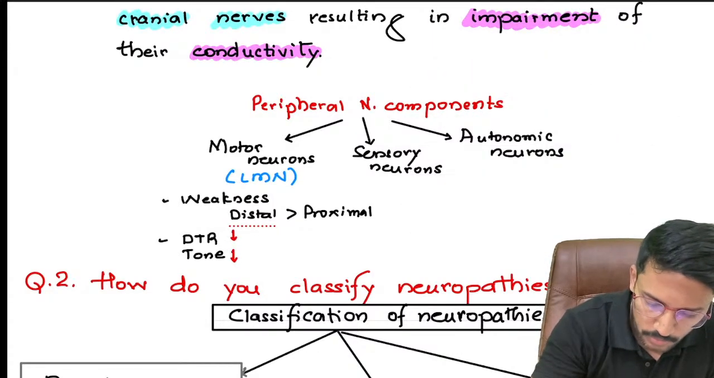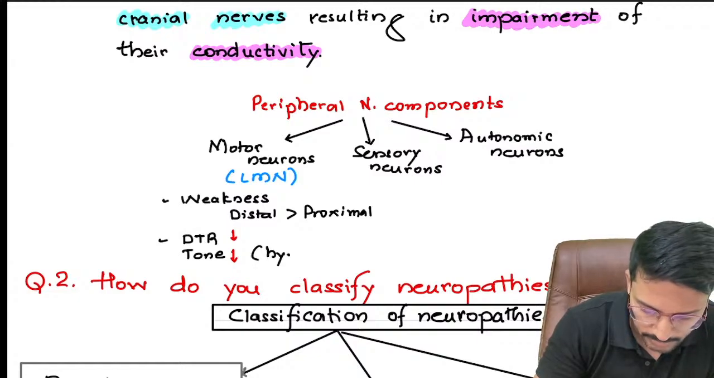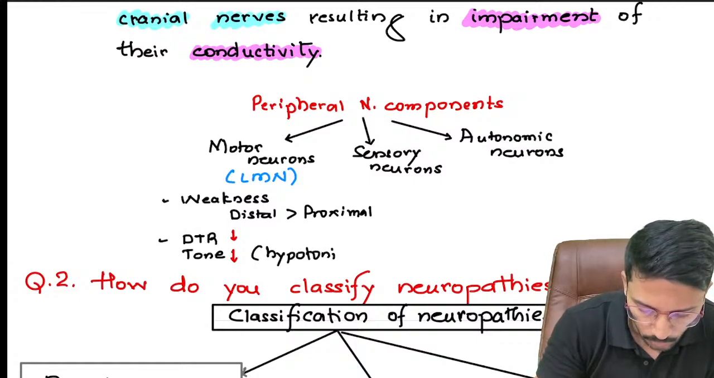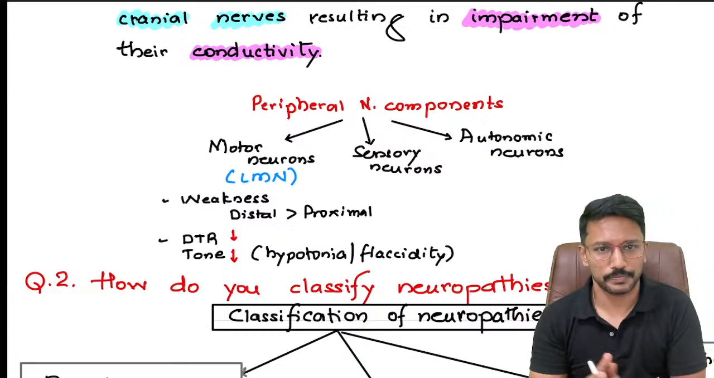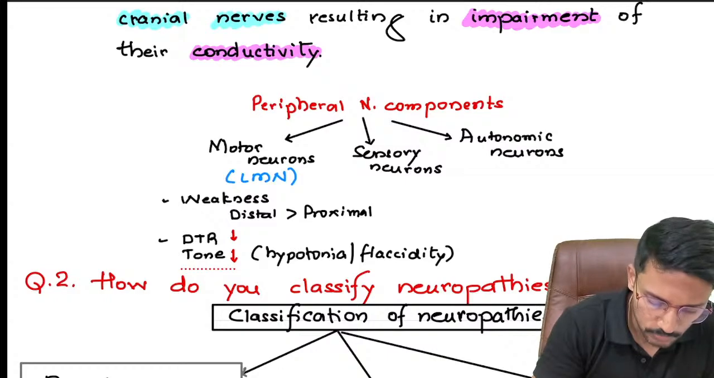So when tone is diminished, what do we call it? We can either call it hypotonia, or we can also call it flaccidity, because the muscles have become flaccid. They are not stiff anymore, right? And when tone is decreased, what do we call it?